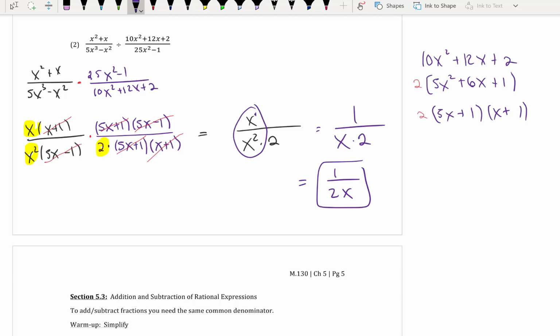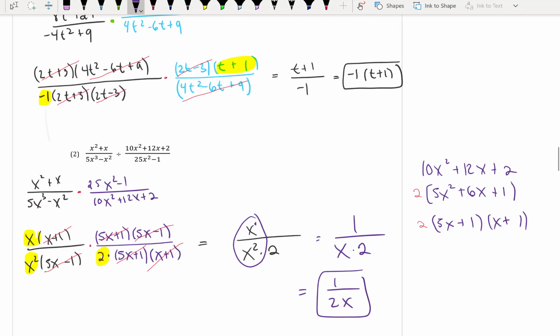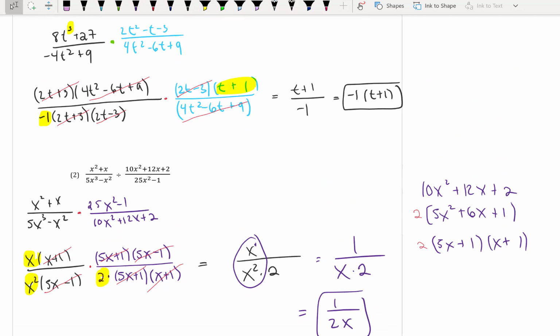Okay. So really, with this section, you really want to be comfortable with factoring. That's going to be the key here from here on out, really in this chapter and in the remaining chapters, is you really have to get comfortable with factoring.